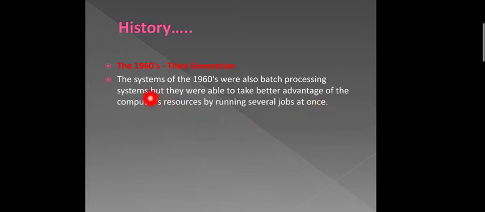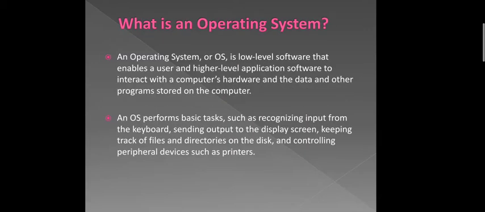Again, the third generation is the 1960s. The systems of the 1960s were also batch processing systems, but they were able to take better advantage of the computer resources by running several jobs at once. These are the histories.